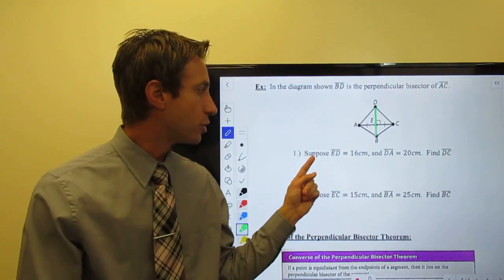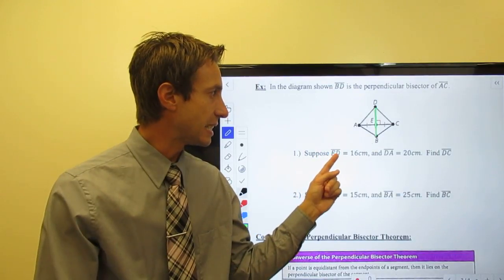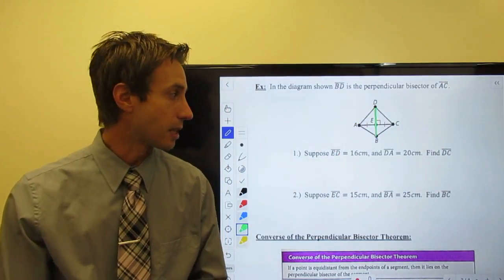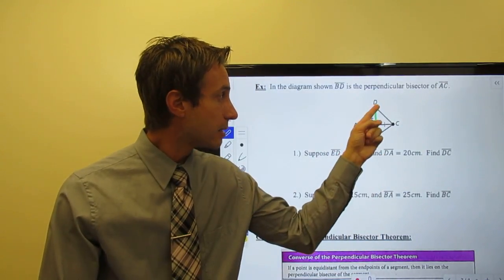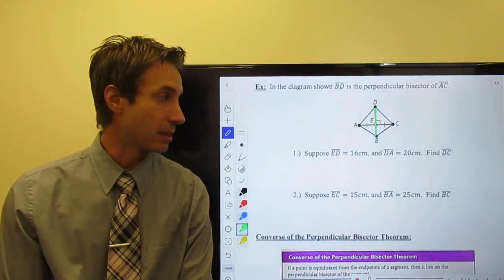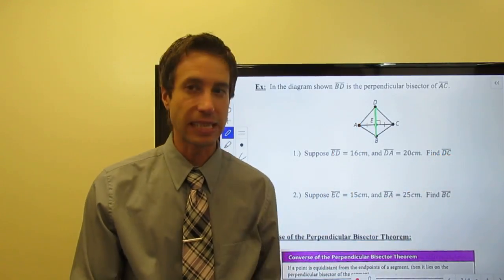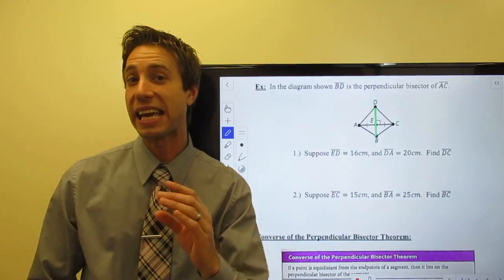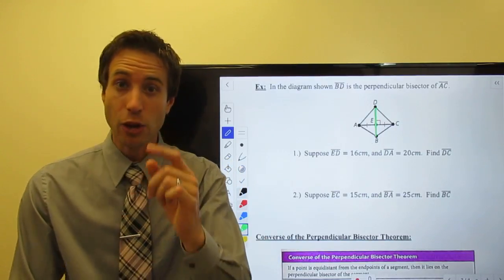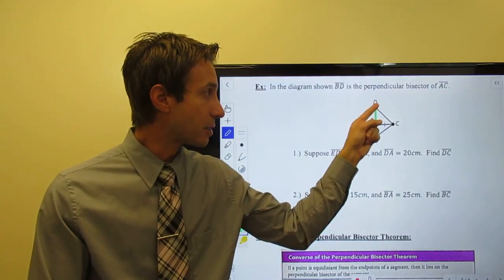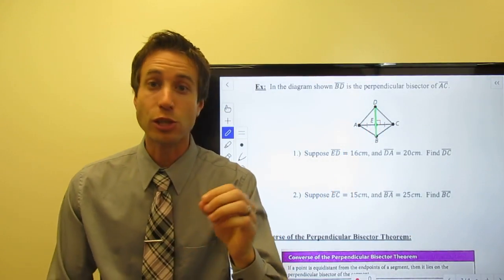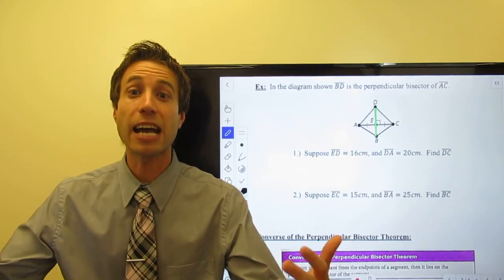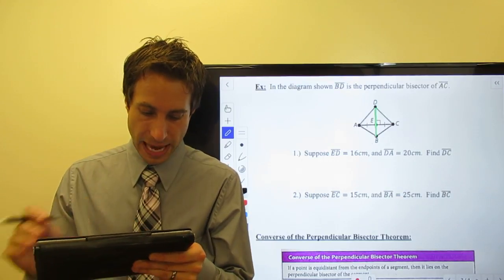Here we go. I want you to suppose ED is 16 centimeters. So ED, 16 centimeters. And DA is 20 centimeters. I want you to find DC. Careful, I gave you, I don't want to call it useless, but I gave you more information than you need. Look, the diagram tells you that is a perpendicular bisector. So thanks to our theorem, what do you know about point D? It's got to be equidistant from both of the endpoints.